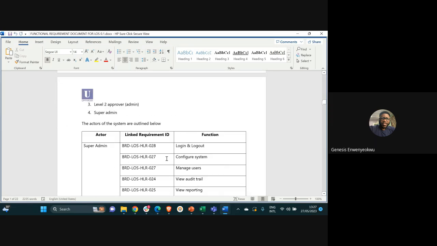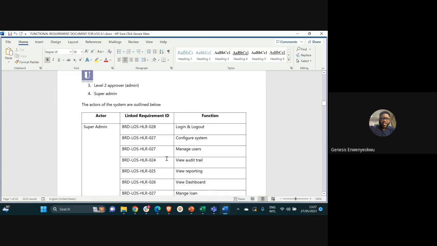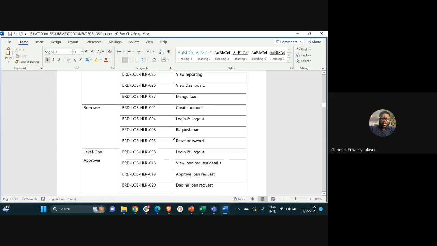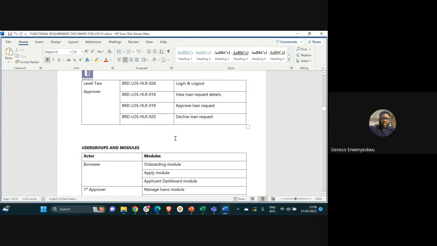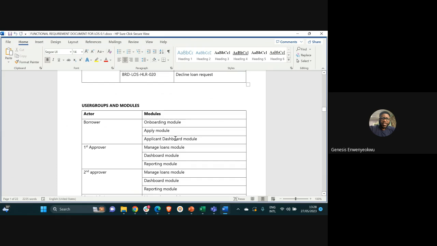Then for those that will be using this system, what will be their function? And in your BRD that you have documented, you've been able to explain that function at a high level. So you link the requirements from your BRD on your FRD. So this is traceability.